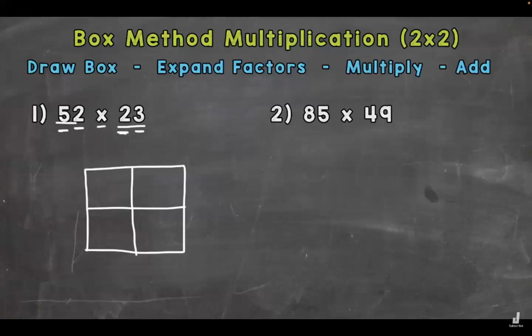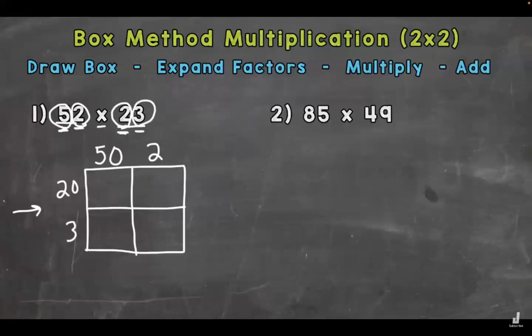So let's expand out. We need the value of this 5 first. So how much is that 5 worth? Well, 50 because it's in the tens place. And the 2 has a value of 2. So we have that factor expanded out. Now we need to do the 23 along the side here. So the 2 has a value of 20, and the 3 has a value of 3. So our factors are expanded out and we are ready to multiply.